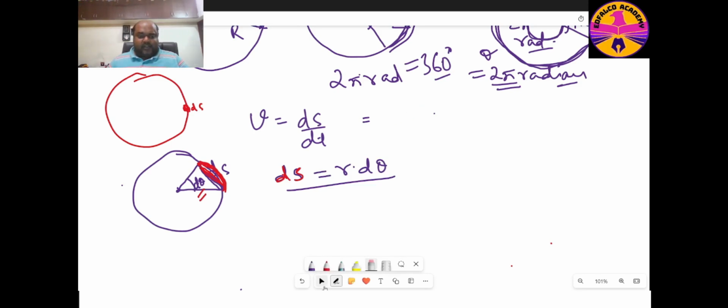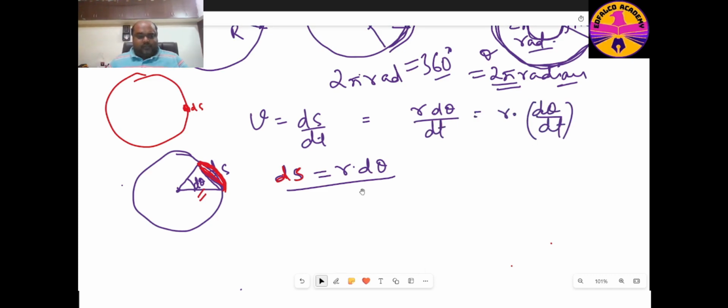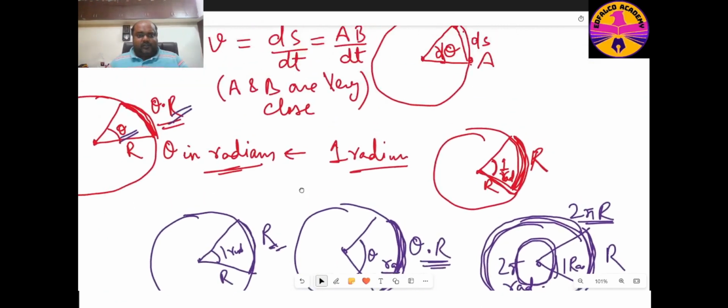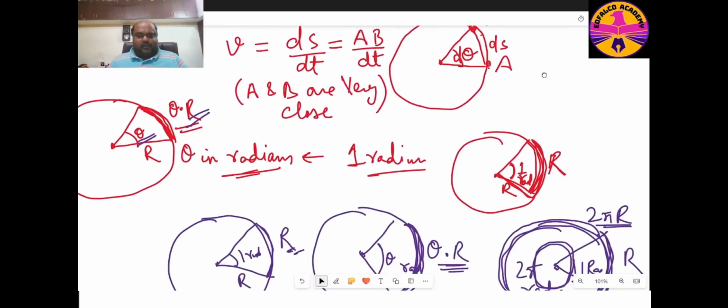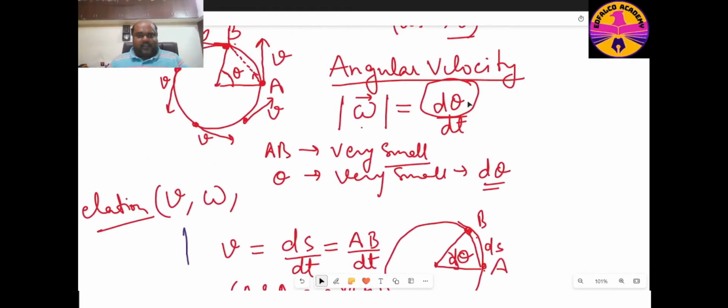ds can be written as r d theta. So I have converted it to r d theta instead of ds by dt, right? So this is r into d theta by dt. Now this d theta by dt quantity you already saw in the previous case, that we had defined the angular velocity to be equal to d theta by dt here, right? This is the quantity, angular position change with respect to time. That is what is your magnitude of omega.